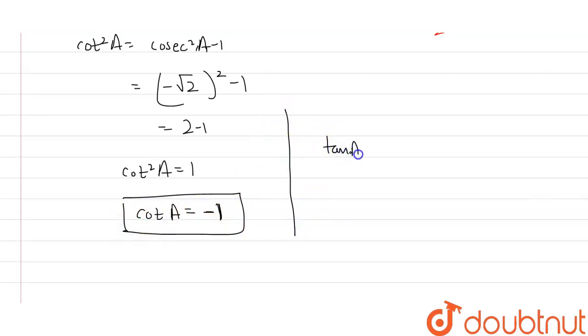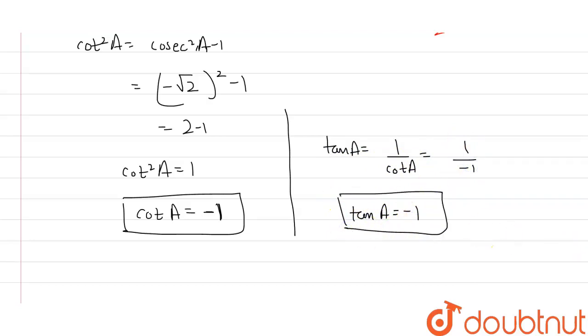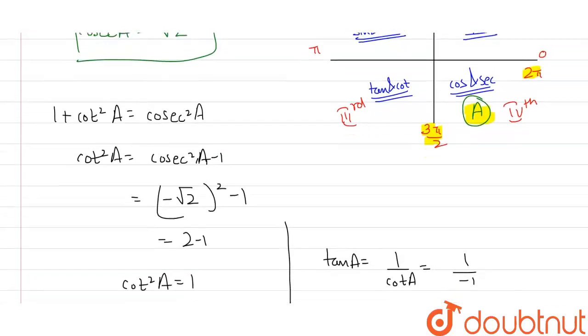Also, I know the value of tan A. Tan A is basically the reciprocal of cot A, right? So this will become 1 upon minus 1. So this is the value of tan A we are going to receive. This is also equal to minus 1. Why minus 1? Because in the fourth quadrant tan is also negative. A lies in the fourth quadrant, so that's why.